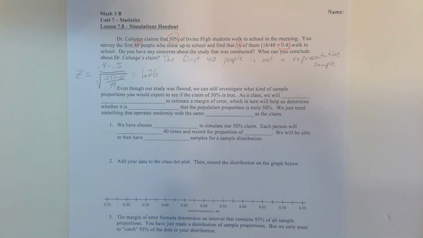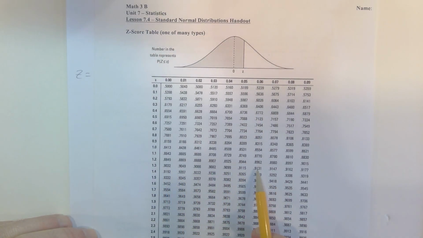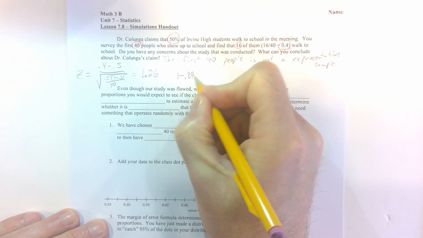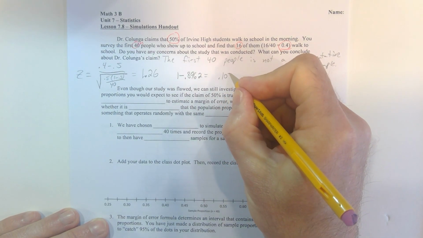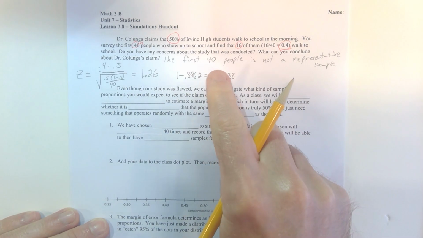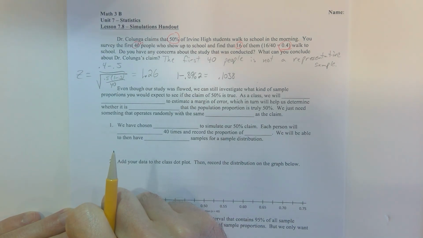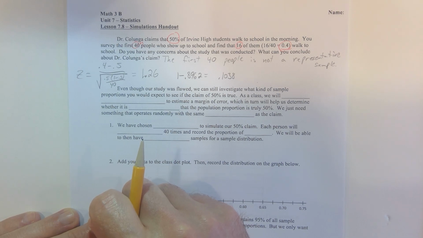Now, getting a p-value from 1.26. Here's what our handy-dandy table tells us, and that's going to give me just over 10%. Now, do I leave this alone or should I double it? Well, let's look back at the question. Is there anything in the question that says we expect less than 50% of students to walk to school? I don't see anything in the question that says we expect less than 50%.